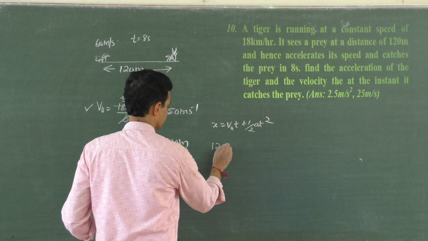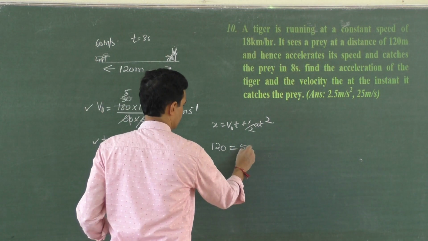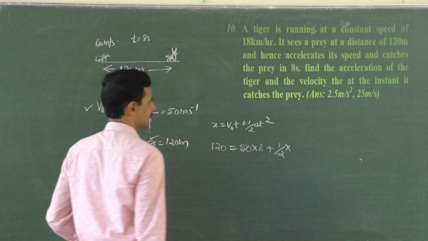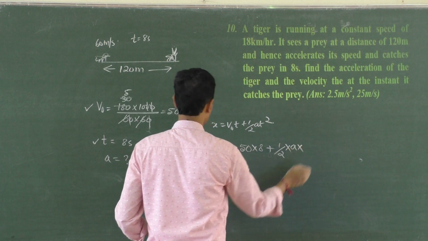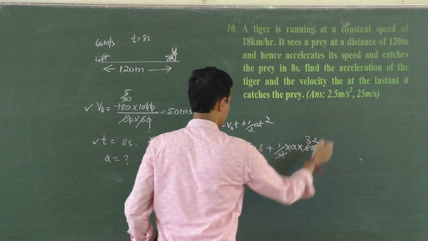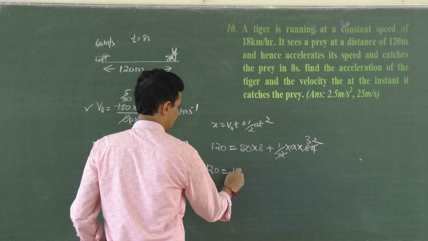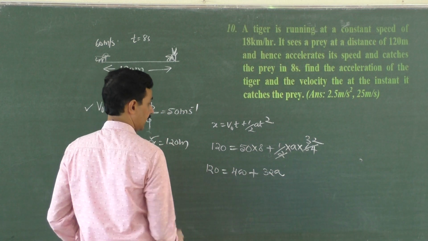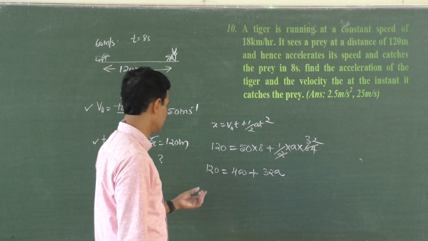120. v naught t, where is v naught? 50. t, 8 plus half. a, acceleration is to be found out. t square, 8 square is 64, I will write directly, 32 I will do here. So 120 is equal to 400 plus 32a. What is this? Oh, now negative. Acceleration should come positive. Why? How come this answer?